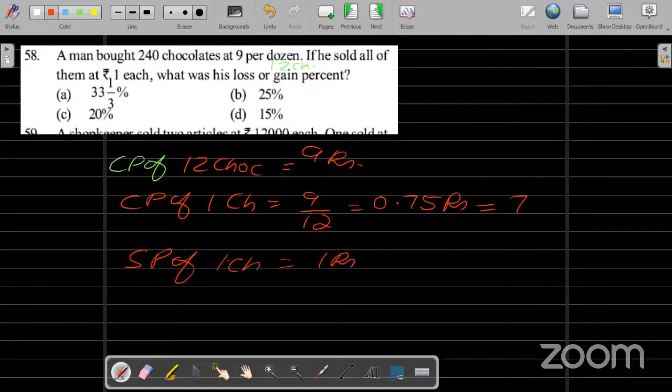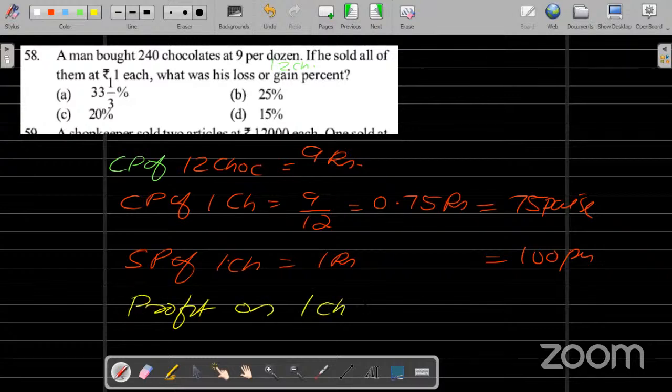So 0.75 rupees is 75 paise, and 1 rupee is 100 paise. Cost price of 1 chocolate is 75 paise and selling price of 1 chocolate is 100 paise. So profit on 1 chocolate is selling price minus cost price, 25 paise.